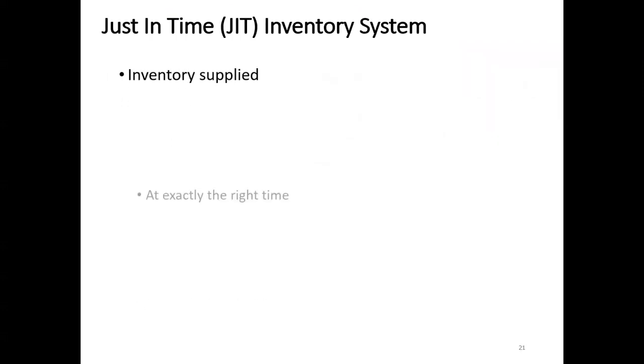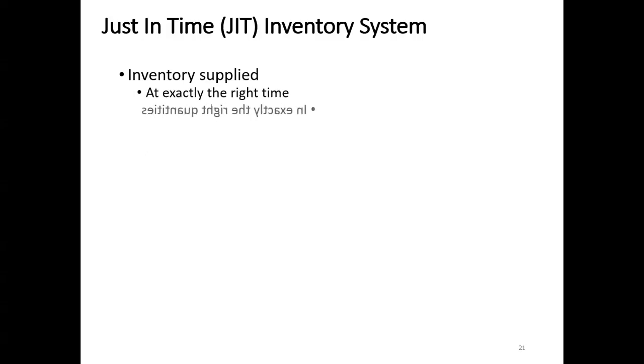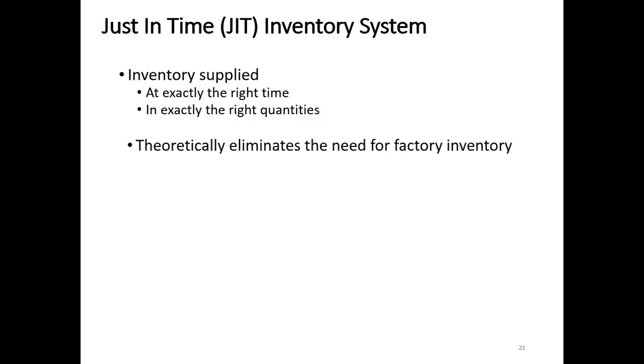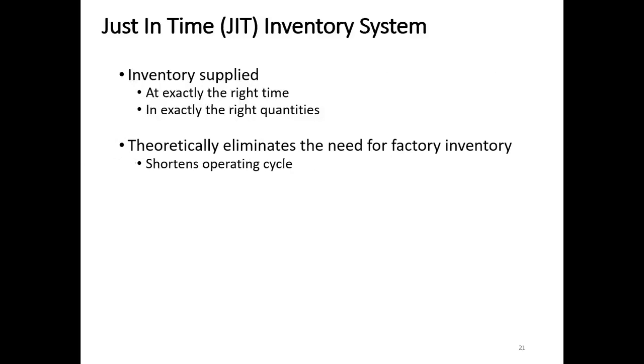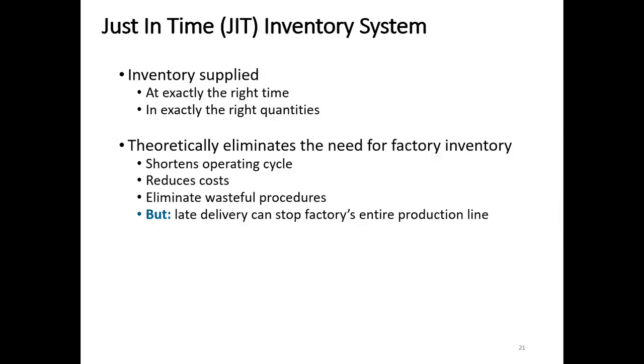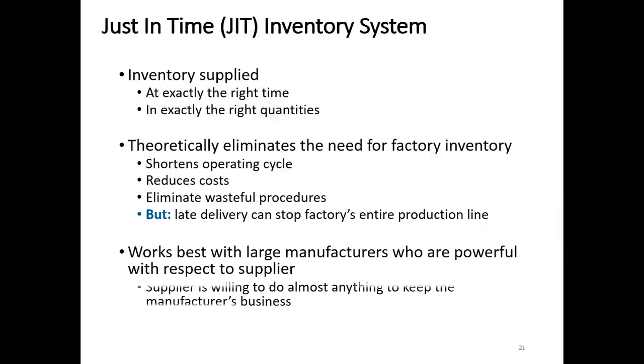Having said that, let me move on to what exactly the inventory system is. At exactly the right time and in the right quantity you need to purchase, which eliminates the need for factory inventory, shortens the operating cycle, reduces the cost, and eliminates wasteful procedures. But late delivery can sometimes stop the factory's entire production line, not always. So it works best with large manufacturers who are powerful with respect to the supplier. The supplier has to supply immediately.